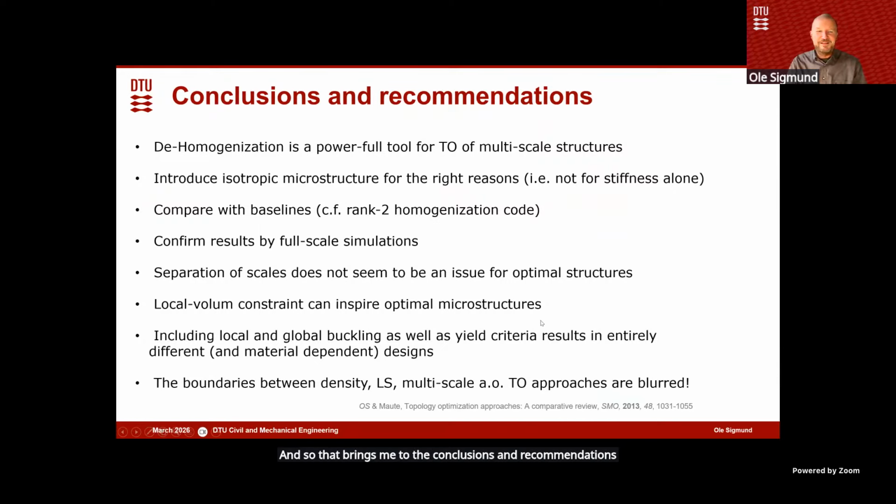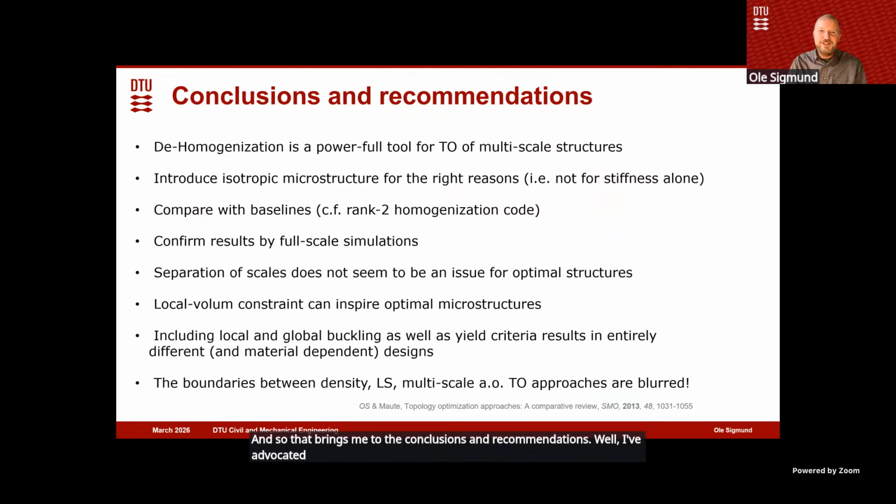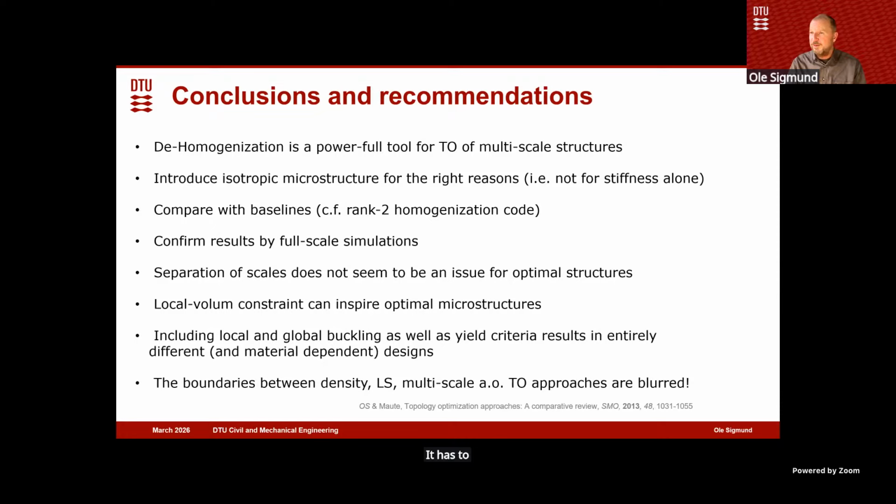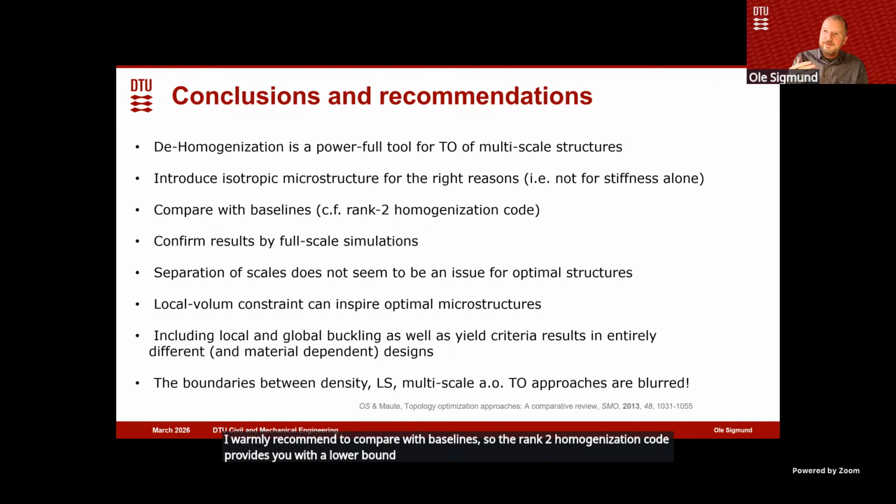Well, I've advocated dehomogenization here. Very importantly, we have to use isotropic microstructure for the right reasons, and that reason is not stiffness alone. It is only optimal if you have other criteria. I warmly recommend comparing with baselines. The rank 2 homogenization code provides you with a lower bound on the stiffness. Use it when you introduce other methods.